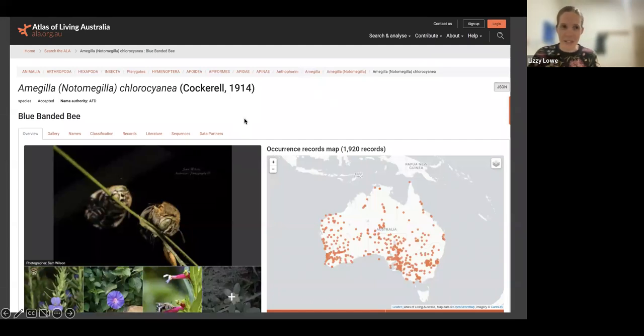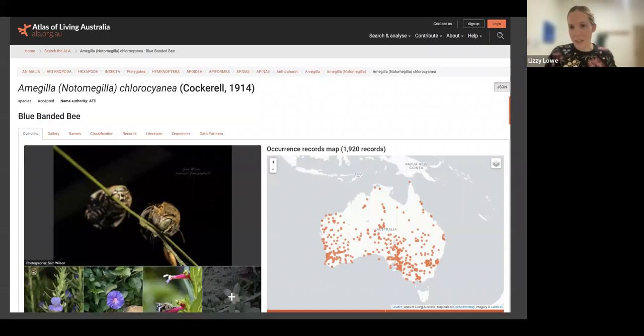One of the nice things about iNaturalist is it also feeds the information back to science. So that the points come into what's called the Atlas of Living Australia. And that means that anybody can come on and see where all the records of a particular species are. So I've used the blue banded bee here as an example.